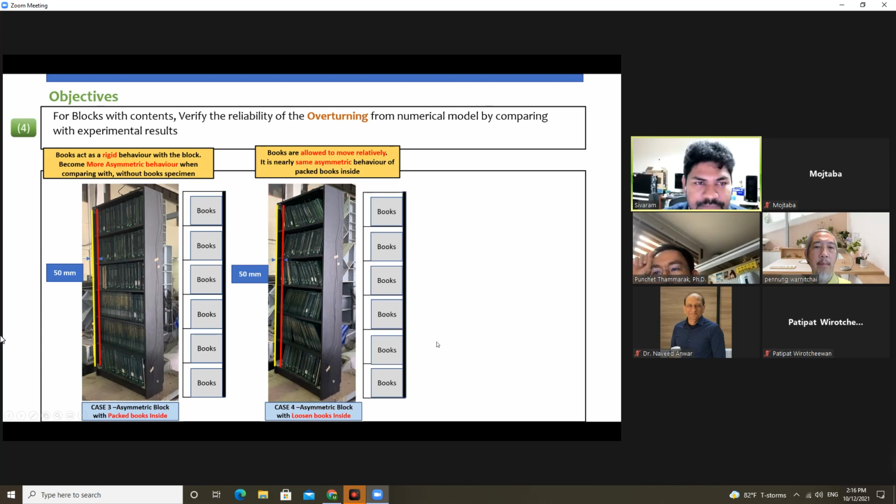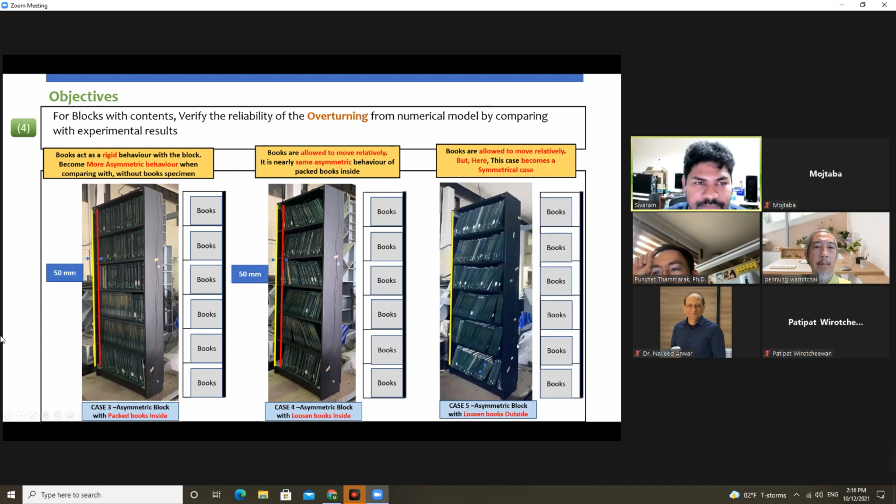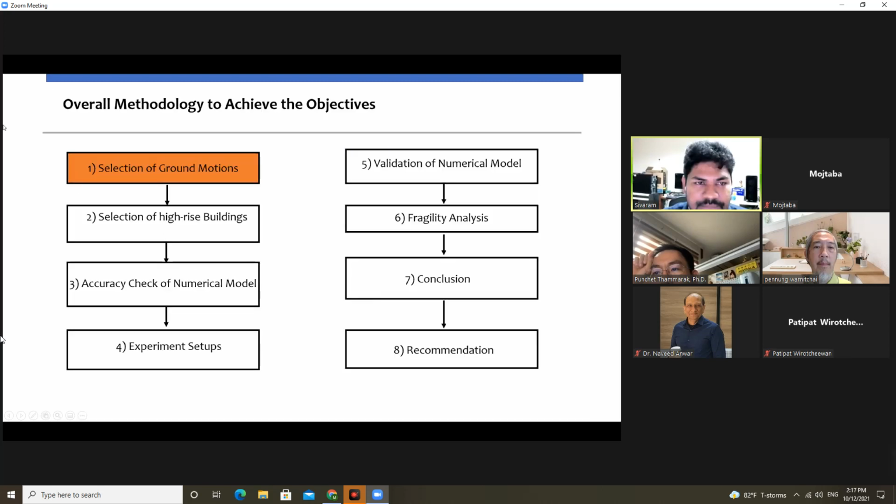Then the fifth case: the books are loosened, but outside the block, as you can see. When we put them outside the block, this case becomes a symmetrical, identical case. I'll show the reason why later. This one is the overall methodology for the objectives.